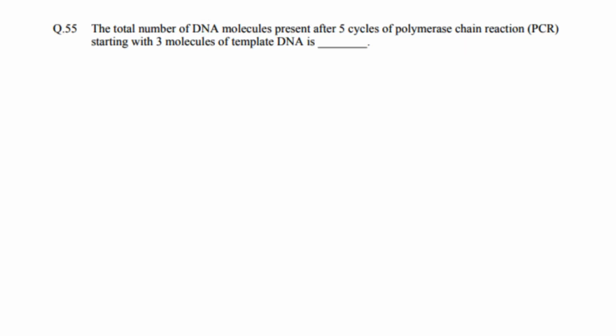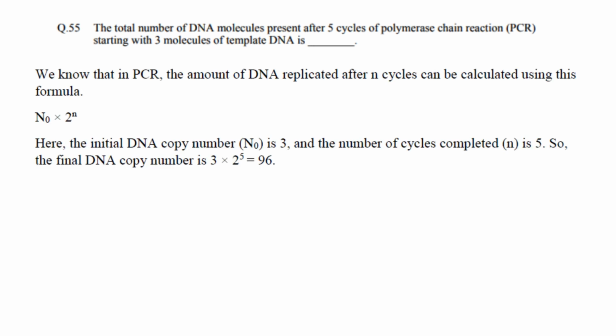Lastly, you have to calculate the total number of DNA molecules present after 5 cycles of PCR reaction, starting with 3 molecules of DNA template. We know that in PCR, the amount of DNA replicated after n cycles can be calculated using this formula. Here the initial DNA copy number is 3 and the number of cycles completed is 5. So the final DNA copy number is 3 into 2 to the power 5, that is 96 copies.